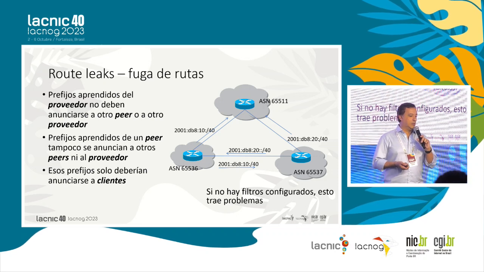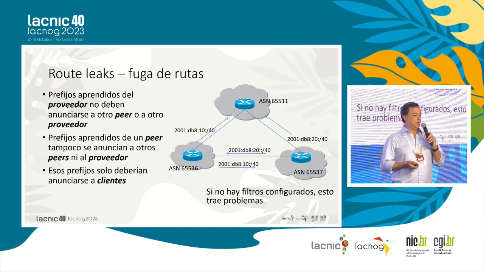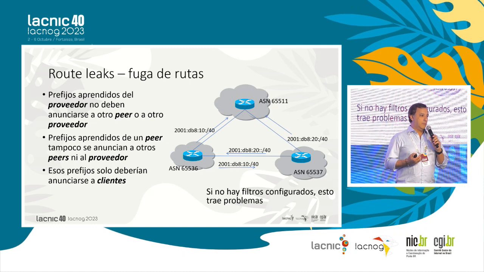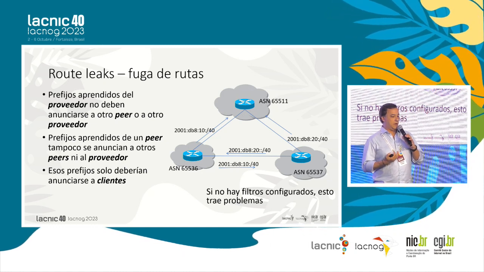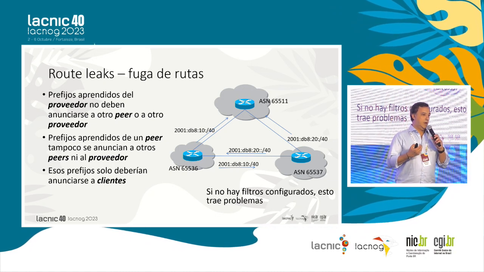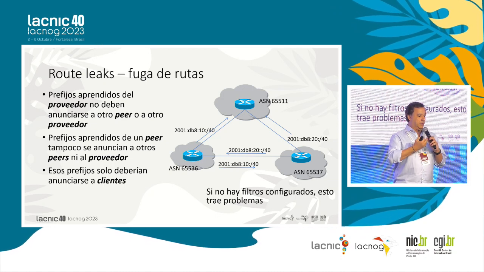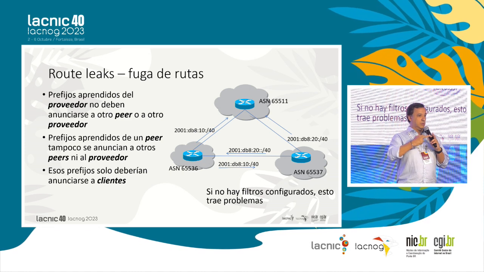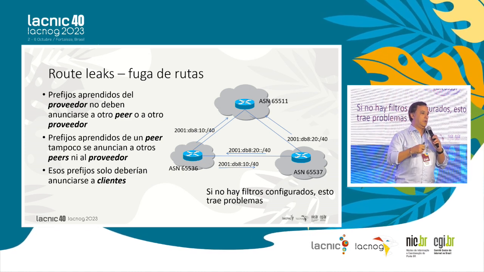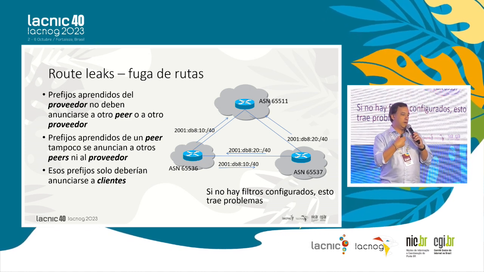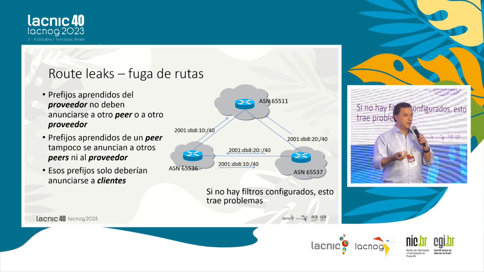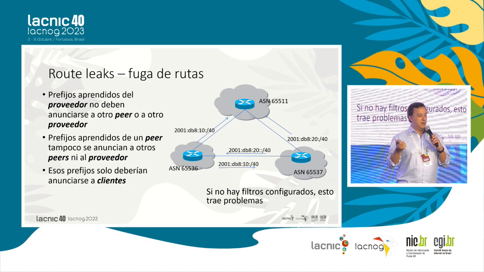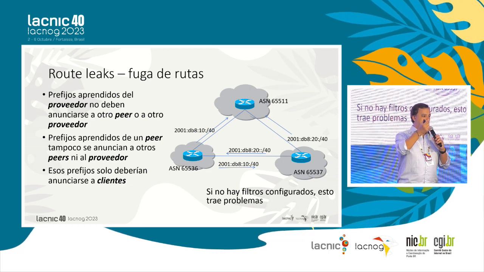The other type of accident is route leaks. That's quite common. These are violations of the routing policies. So we have prefixes learned from our provider and we announce them to another provider. And that is also a source of trouble.